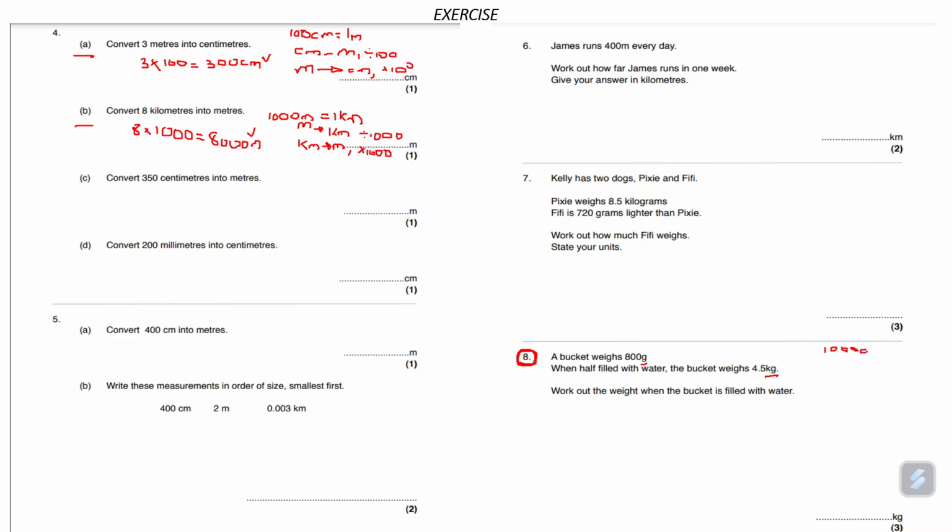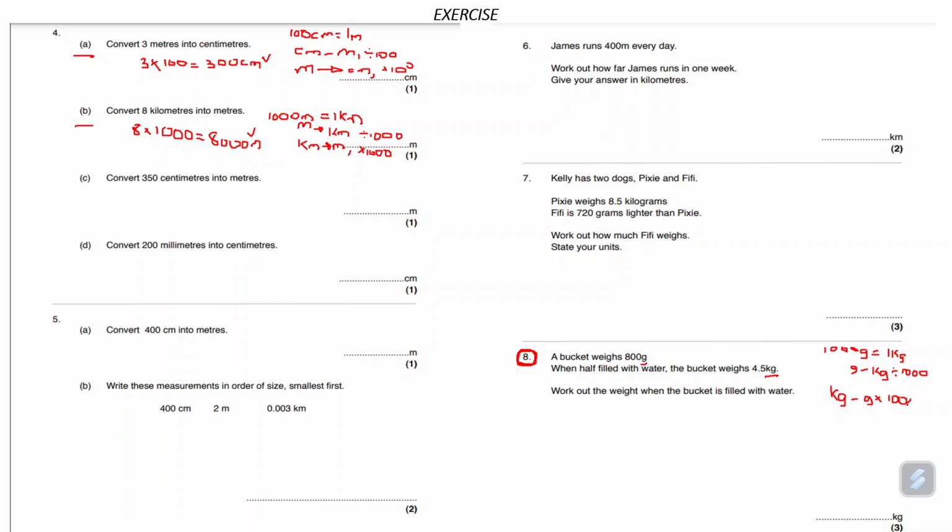So the first step we need to take, we know that 1000 gram is equal to 1 kilogram. So if we are converting from gram to kilogram, we are dividing by 1000. But if we are converting from kilogram to gram, we are multiplying by 1000.